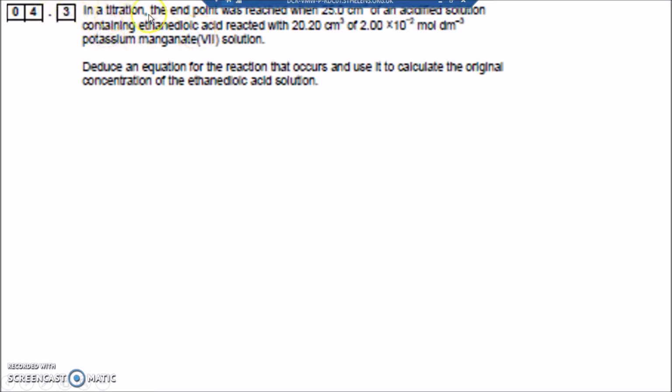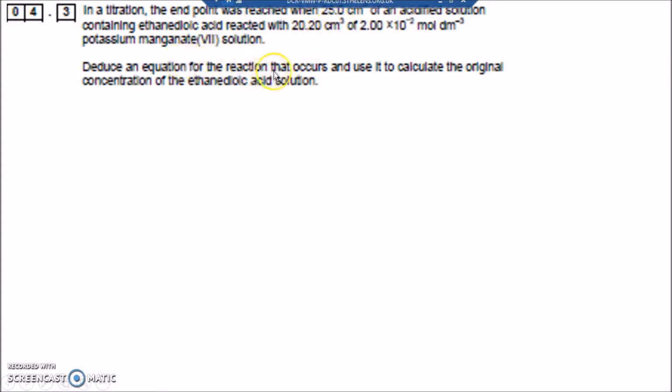Question 4.3. In a titration, the end point was reached when 25 cm³ of an acidified solution containing ethanedioic acid reacted with 20.2 cm³ of 2 × 10⁻² moles per dm³ of potassium manganate(VII). Now I've been given a volume and a concentration here of potassium manganate(VII), so I can get myself a mark at some stage by working out the number of moles.